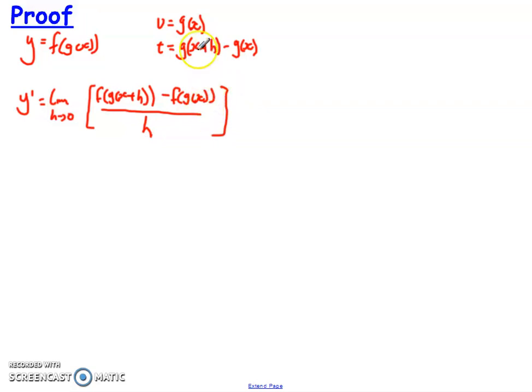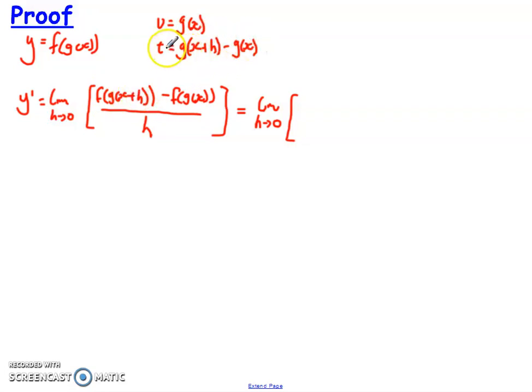Now, I know that g of x is equal to u based on what I've said originally, so if I substitute that into here, this will actually make my life a heck of a lot easier, because this first part, what I'll then be able to do is say limit as h tends towards 0 can be given by f. Now I want to write this in terms of u or t, some other way of writing it.